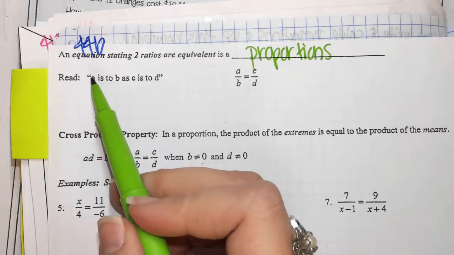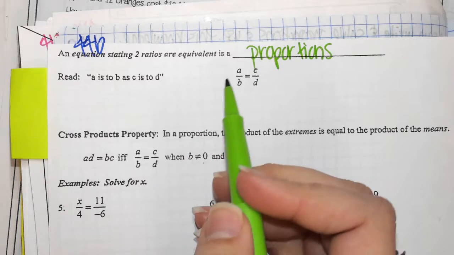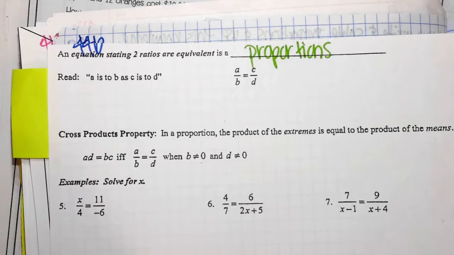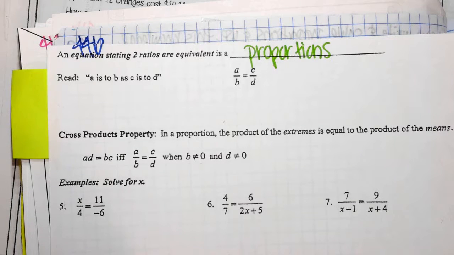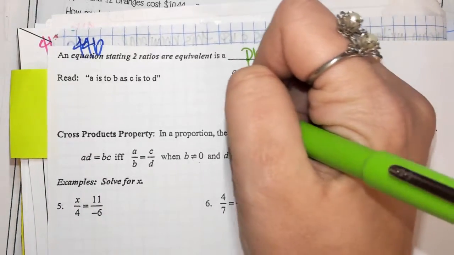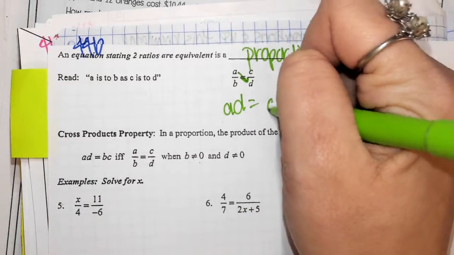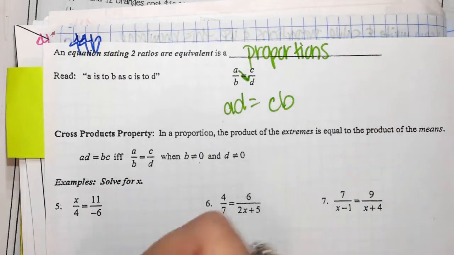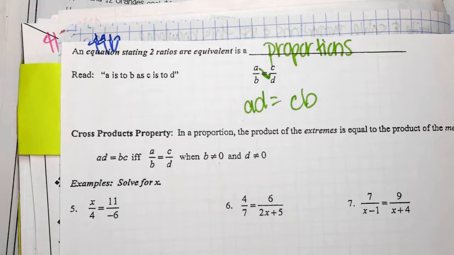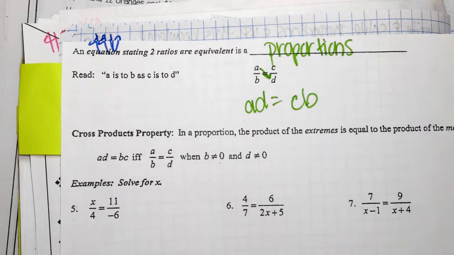Alright, so you read it as A is to B as C is to D. So you would set A divided by B equal to C divided by D. Who remembers how to solve proportions? Let's go back to our notes. Cross multiply. Take a point. So you do A times D equals C times B. That's it, and you solve it. So we're going to practice with some baby ones before we start working on our word problems.